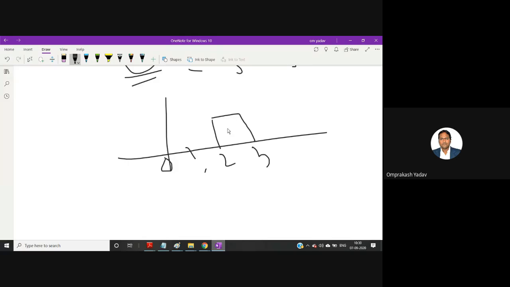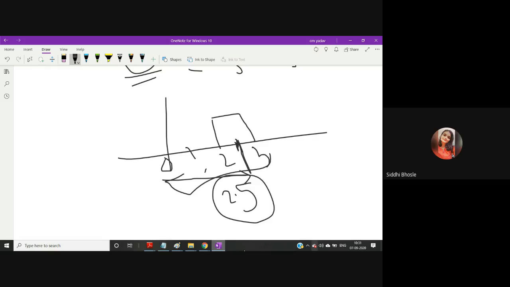Now I know that the centroid for this particular rectangle will be the half of this one. This is only 1 unit, so I divided this 1 unit by 2, so somewhere here the half point will come. This point I want to find out from the origin. So from the origin, this is 1 unit, 2 unit, and this is 0.5, so 2.5. Clear? Now it's clear? Yes, sir.